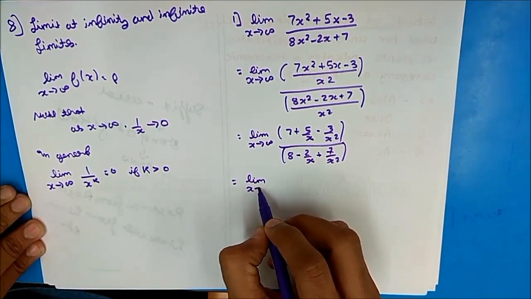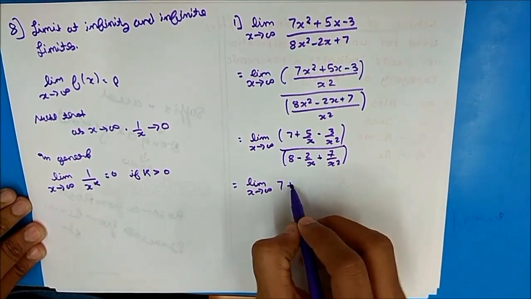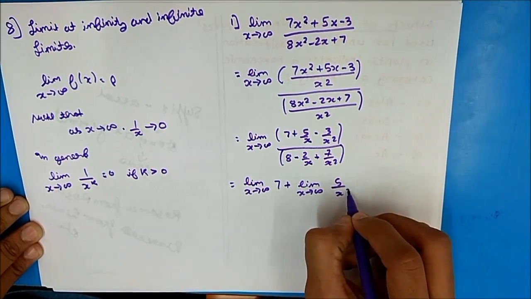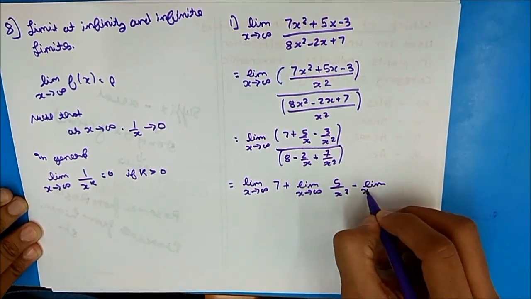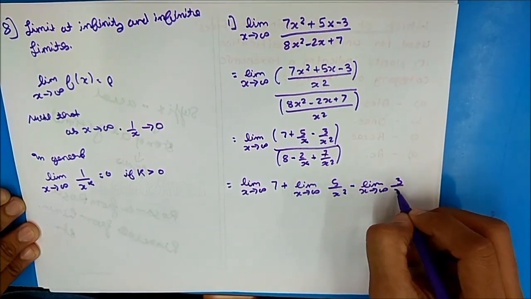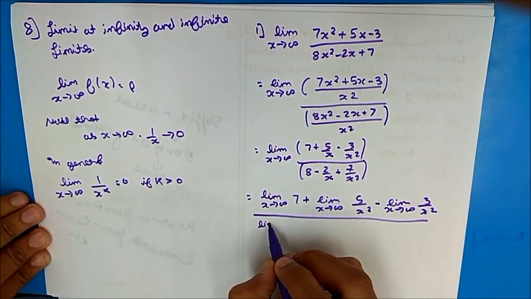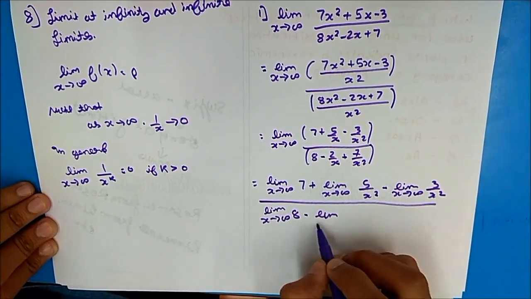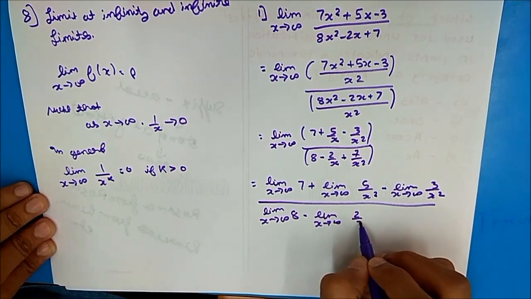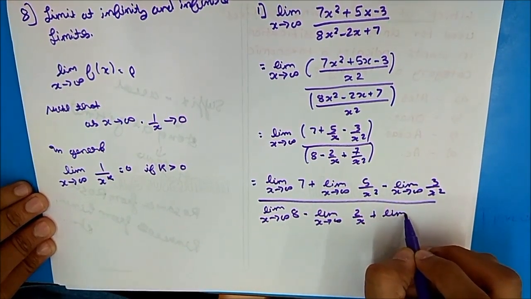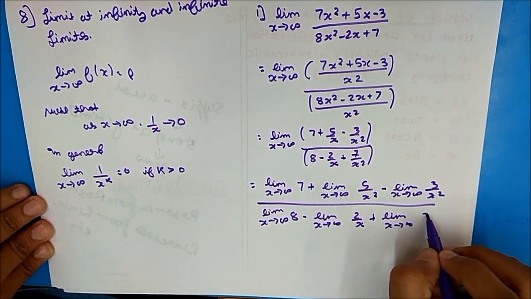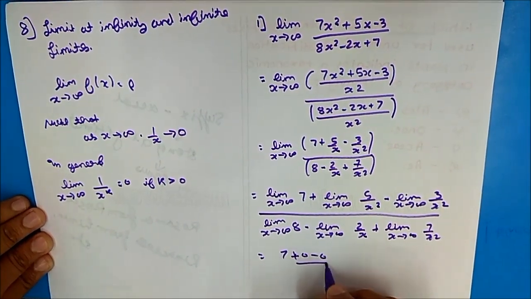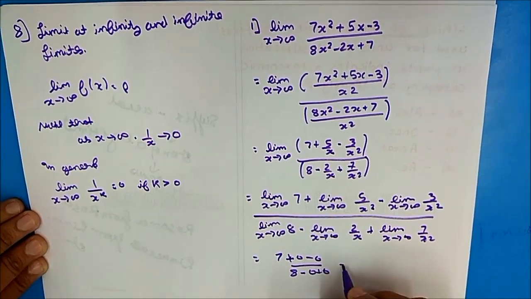Now limit x tends to infinity, 7 plus limit x tends to infinity 5 upon x minus limit x tends to infinity 3 upon x square, upon limit x tends to infinity 8 minus limit x tends to infinity 2 by x plus limit x tends to infinity 7 upon x square. That is 7 plus 0 minus 0 upon 8 minus 0 plus 0. That is 7 by 8.